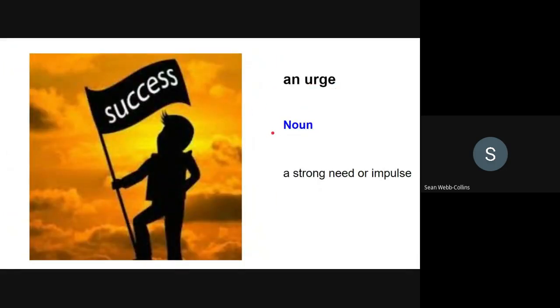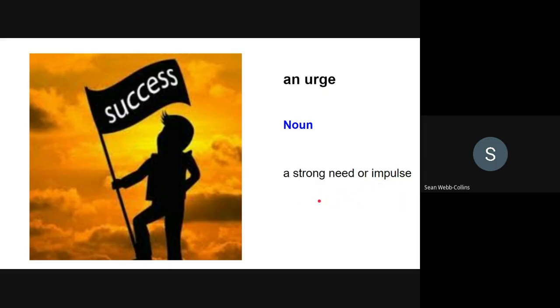An urge. Noun, a strong need or impulse. For example, after watching this presentation, I hope you have an urge to use the vocabulary. What's the verb? Urge. For example, I urge you to practice the vocabulary for this unit.